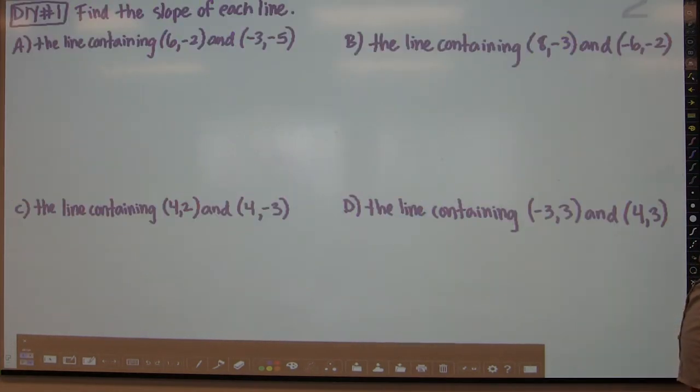So right now we want you to try this do-it-yourself question. There's A, B, C, D. In this case, you were fortunate. You don't have to extract the points from a graph. They've already given you the points. But again, I would remind you that it's very important that you label. And remember, no change in y means 0 slope, and no change in x means undefined slope.